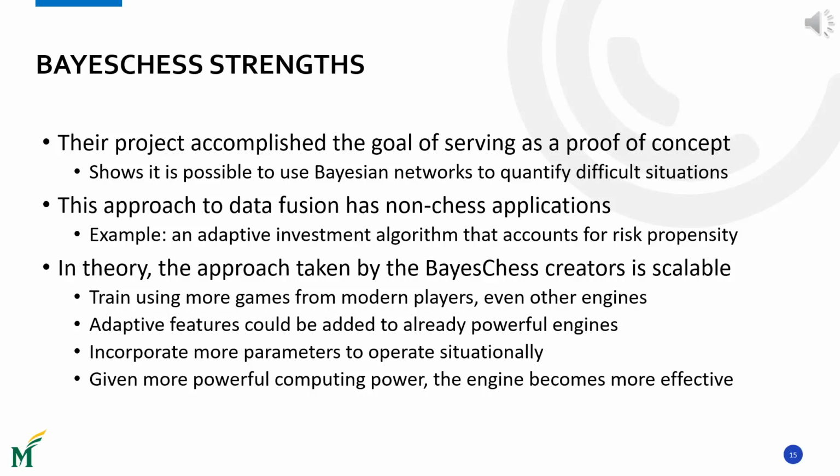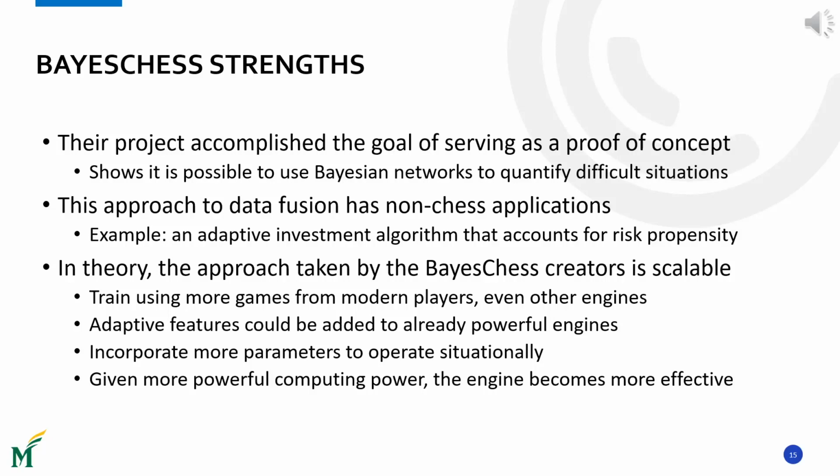I would say play style is a difficult thing to quantify. It doesn't translate directly to an easy to define number like position analysis might, but I think they did a good job finding a way to translate this into something that a chess engine can understand and execute on. Another strength of this approach is that this data fusion strategy has non-chess applications.